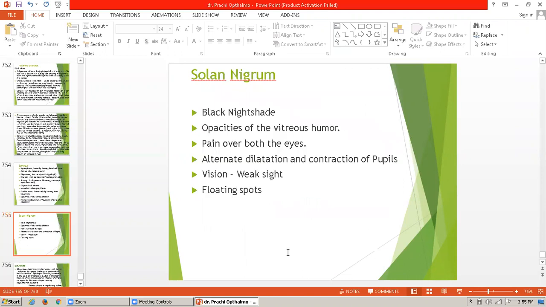Then Solanum nigrum. Solanum nigrum, the common name is black nightshade. It is useful in opacity of the vitreous humor when there is pain over both the eyes. There is alternate dilatation and contraction of the pupil. There is weak sight and there are floating spots.